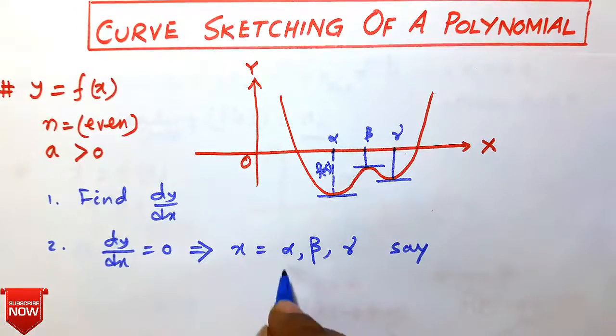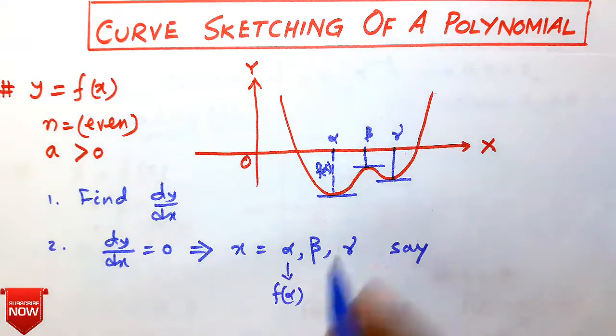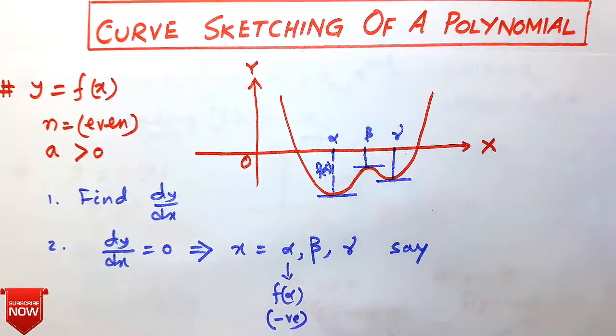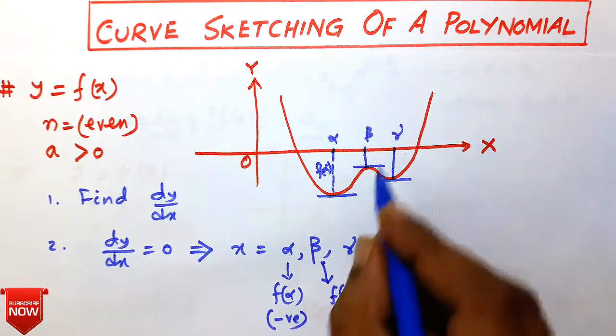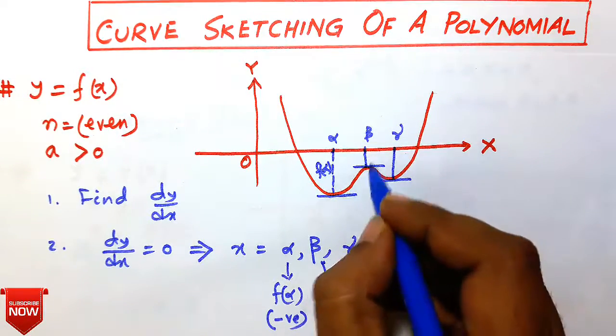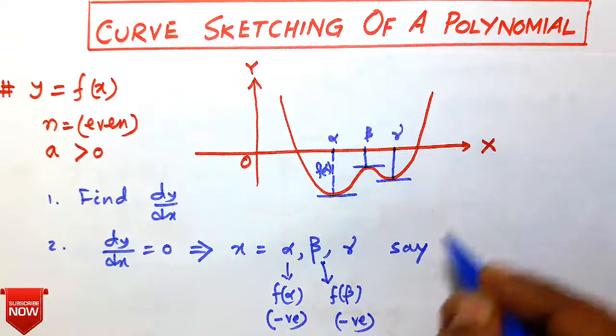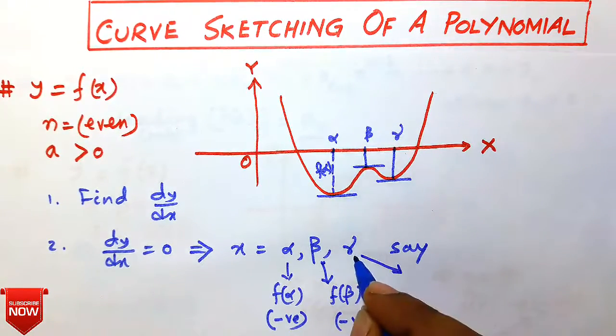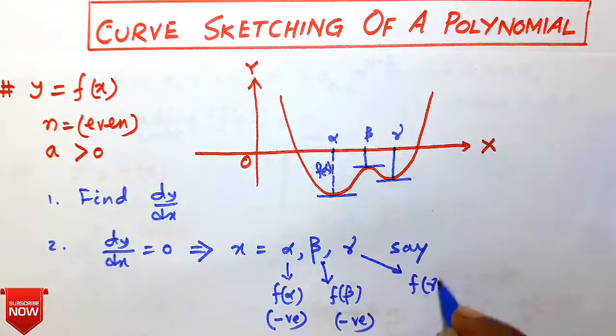Now friends, you see that from x is equal to alpha you are getting f alpha, and this f alpha is negative. Second one is f beta. From this one you are getting f of beta, and this is also negative, below the x-axis. And from x is equal to gamma, f of gamma is also negative. Now see that from this one to that one there is no sign change. Negative to negative, negative to negative, no sign change.